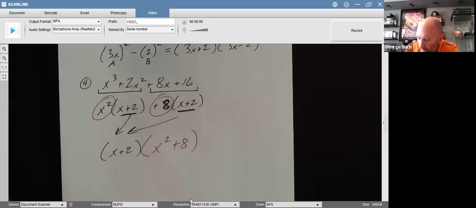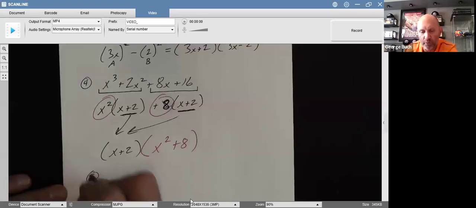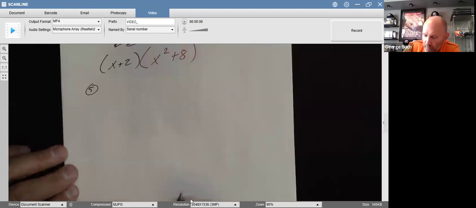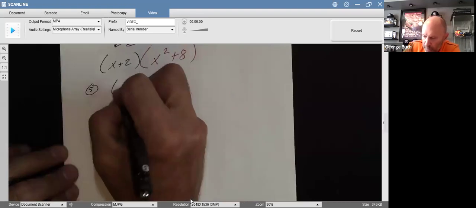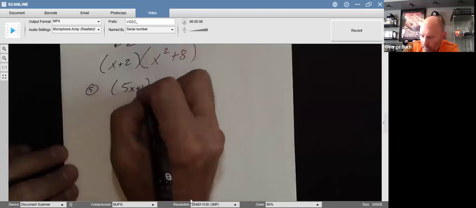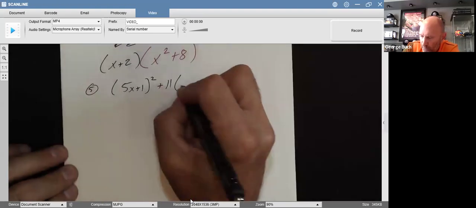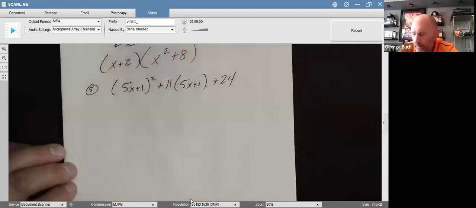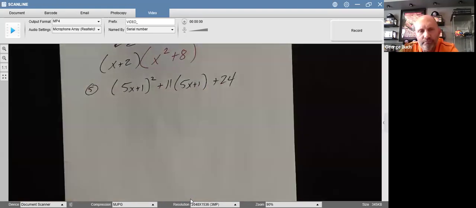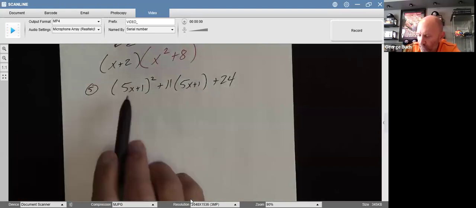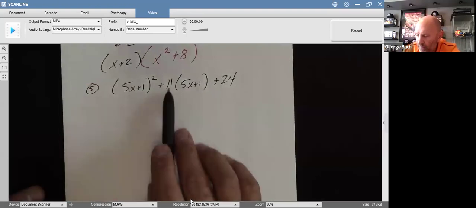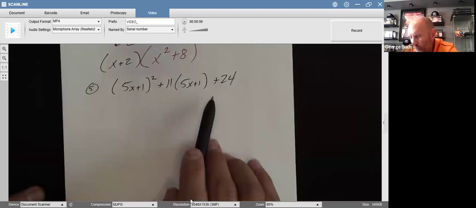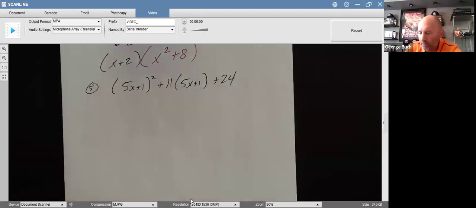All right, number 5. So many different types of examples, but that's good. So I want to factor 5x plus 1 squared plus 11 times 5x plus 1 plus 24. I've got to factor this? Well, I guess I could square this and then distribute the 11, then combine all my like terms, then try to use the bottoms up method to see if I can factor this. That's a lot of work. There's an easier way to do this.